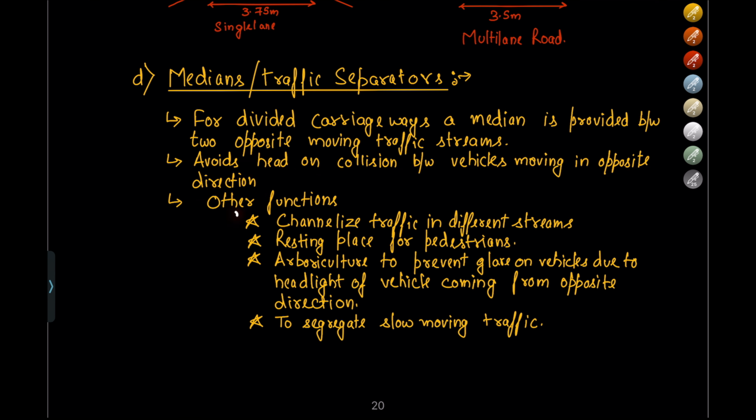Next, its functions are also listed. It is to channelize the traffic in different streams. It is a resting place for pedestrians whenever the road is busy and the pedestrians need to cross the road. They can rest on these resting islands. That will also be discussed later on.